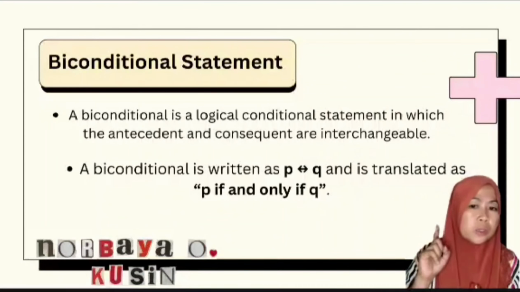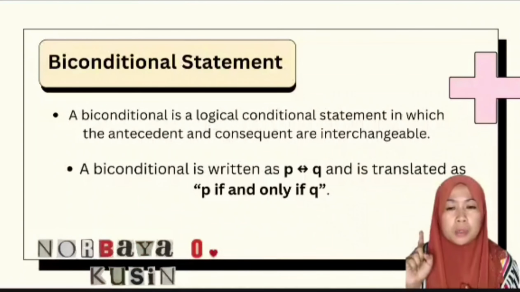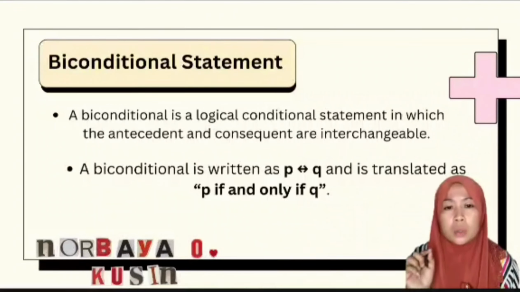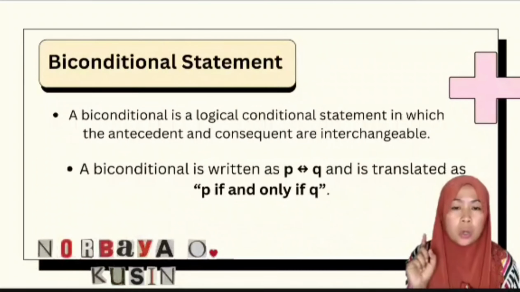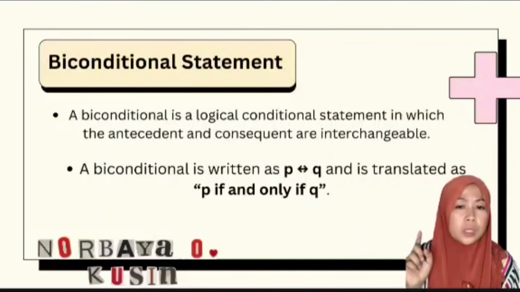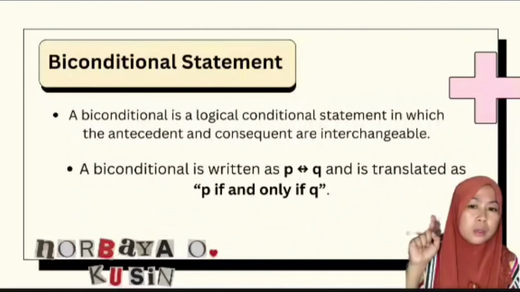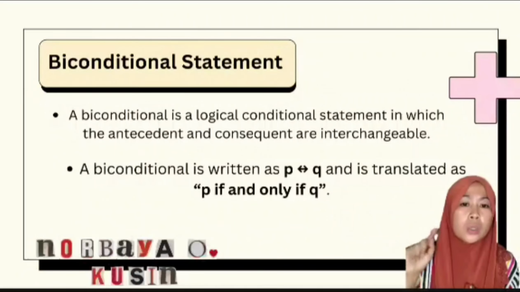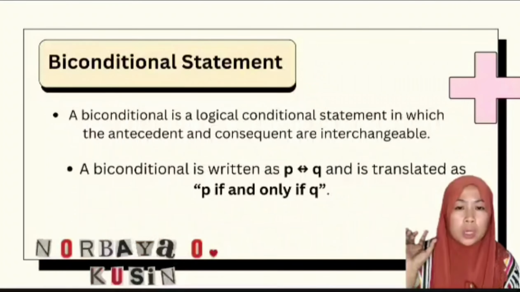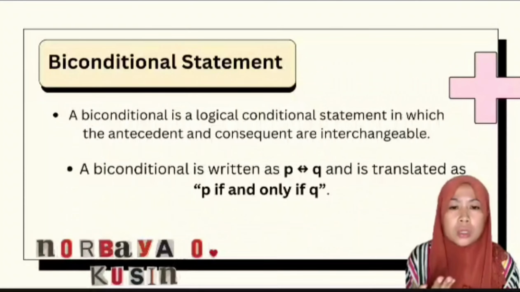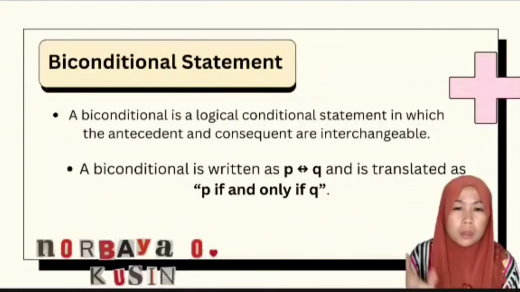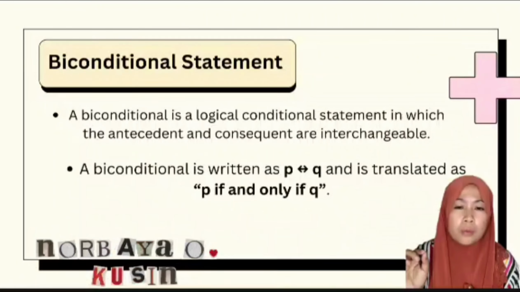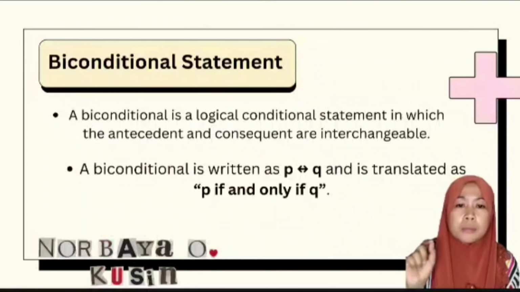Let's proceed to the biconditional statement. A biconditional statement is a conditional statement in which the antecedent and consequent are interchangeable. The biconditional statement is written as "P if and only if Q." That is how the biconditional statement is read. The biconditional statement is also defined as true if they are both true and both false.